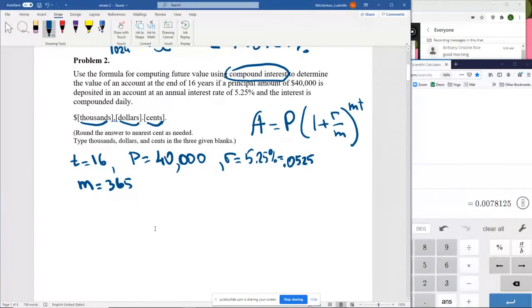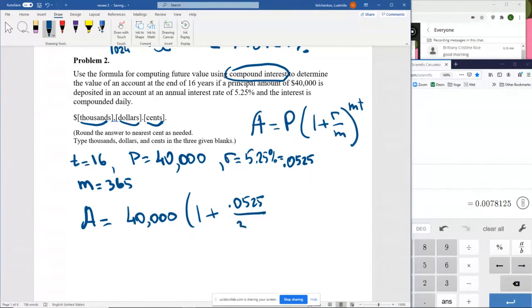Okay, so we have all our data. Now we can use the formula. A equals 40,000 multiplied by 1 plus 0.0525 over 365, and raised to the power 365 times t times 16. So I put this in parentheses so that if you use your in-hand calculator, you don't forget to put it in parentheses.